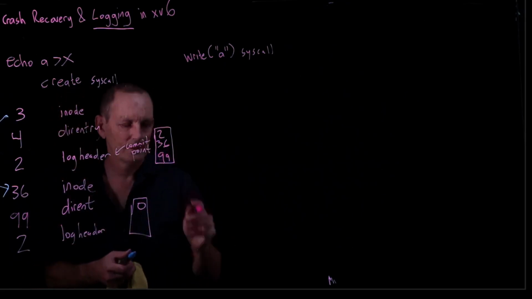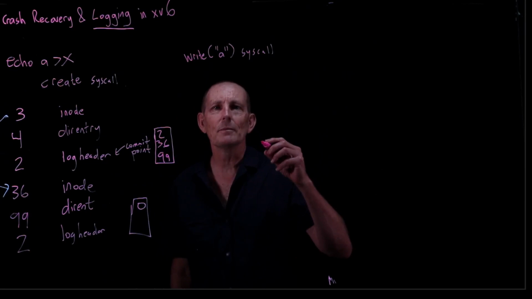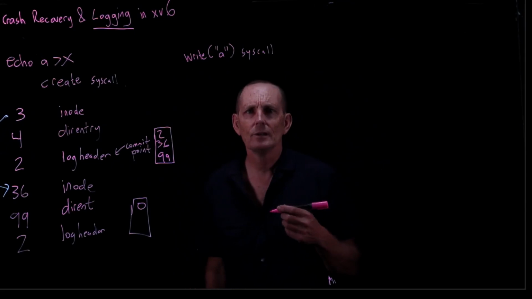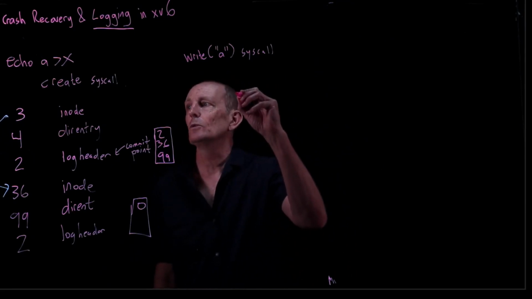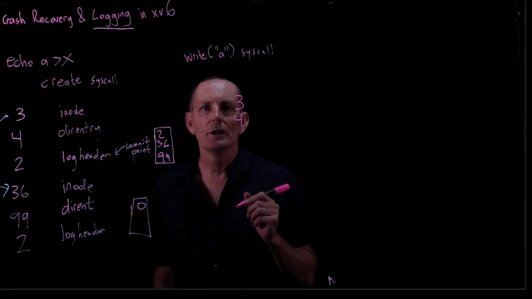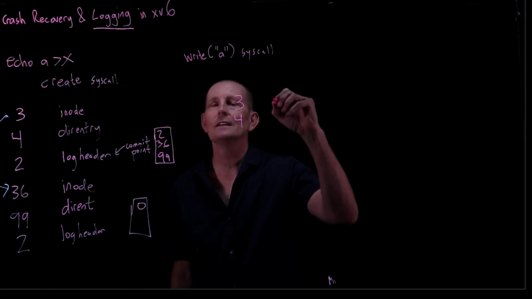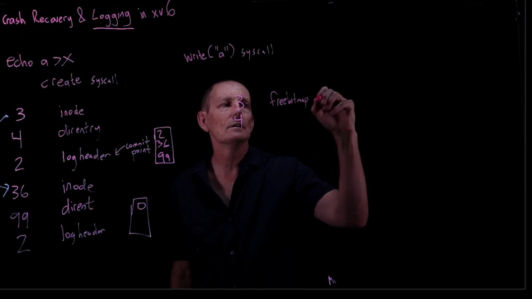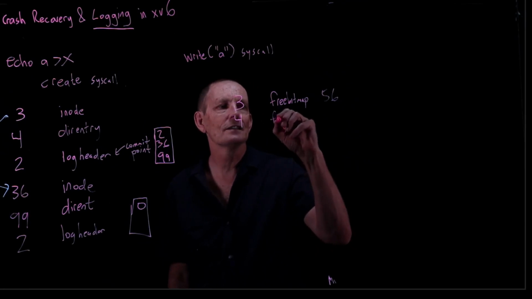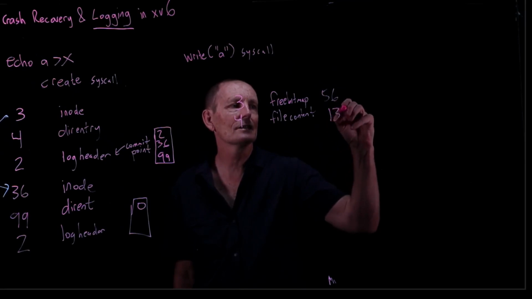All right. So the first thing we're going to do is write the free bitmap block, because the first thing this will do is allocate a data block. So we know we're going to be writing 3 and then 4, and so 3 is going to, let's say, write the free bitmap. That's 56. And then 4, we're going to go ahead and write the file content. That is the A, and that'll be, let's say, 136.